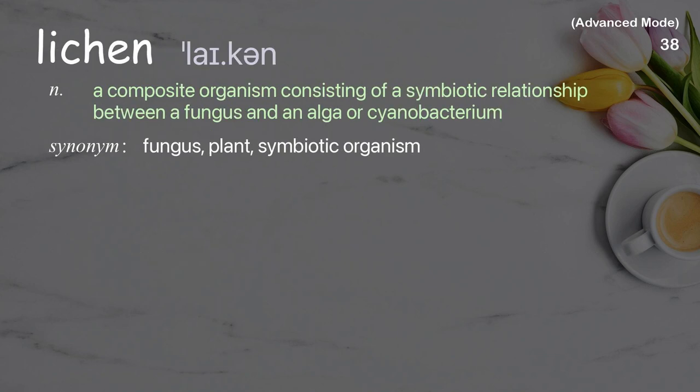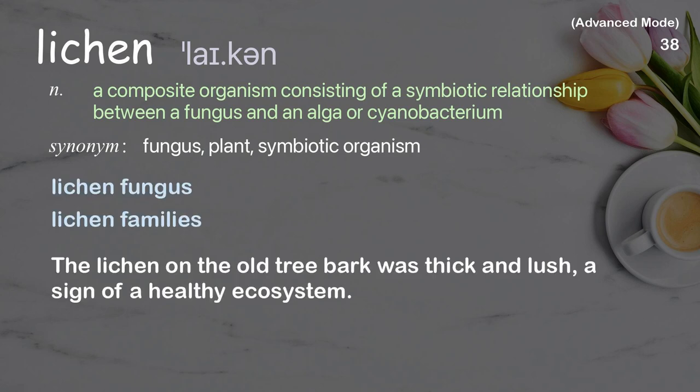Lichen. A composite organism consisting of a symbiotic relationship between a fungus and an alga or cyanobacterium. Examples: lichen fungus, lichen families. The lichen on the old tree bark was thick and lush, a sign of a healthy ecosystem.